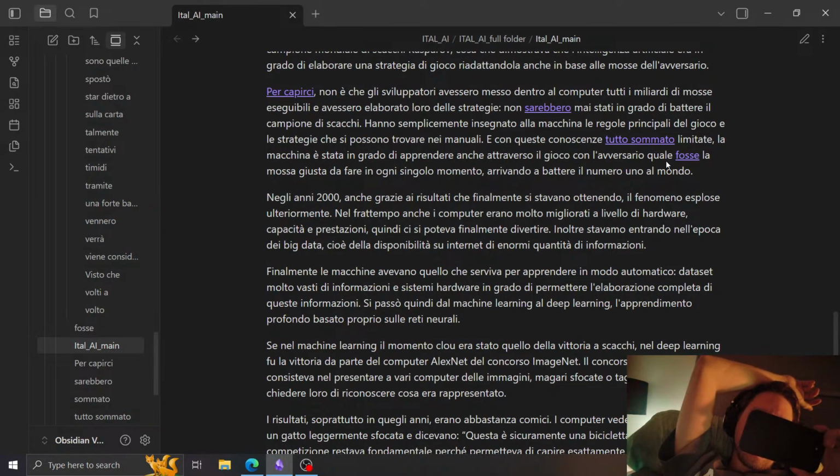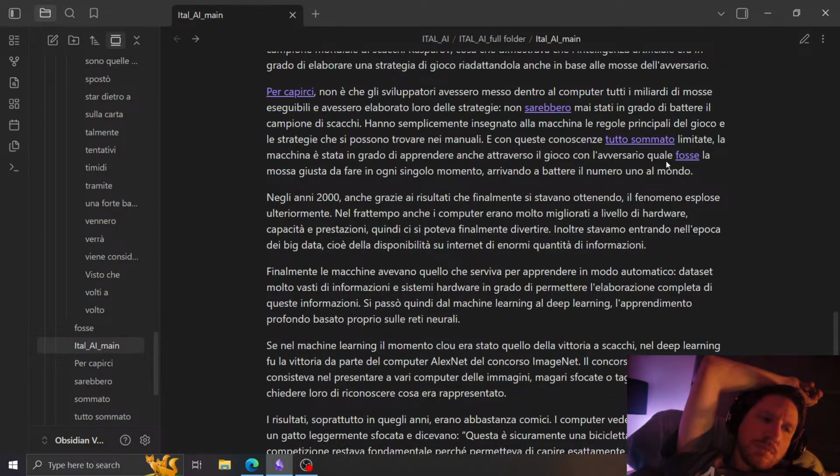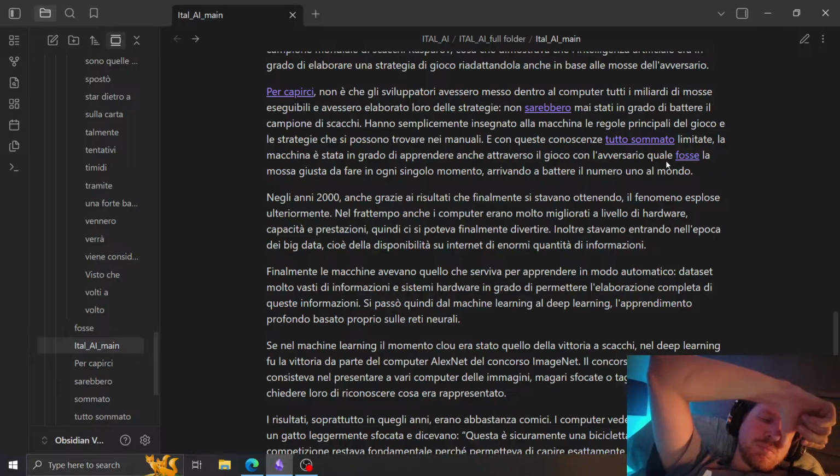So give me general examples where you would use "sia", and then make the same examples but in the past with "fosse". Absolutely. So for a present example with "sia", you might say something like "spero che lei sia felice", meaning I hope that she is happy. Now if we put it in the past with "fosse", we would say "speravo che lei fosse felice", meaning I hoped that she was happy. So in the present you use "sia", and in the past you switch to "fosse".